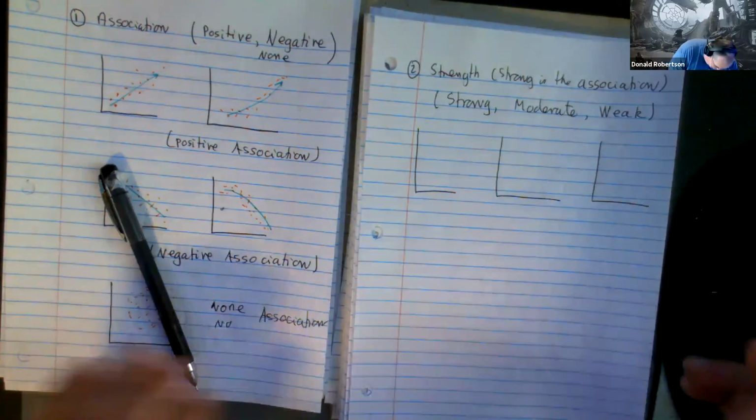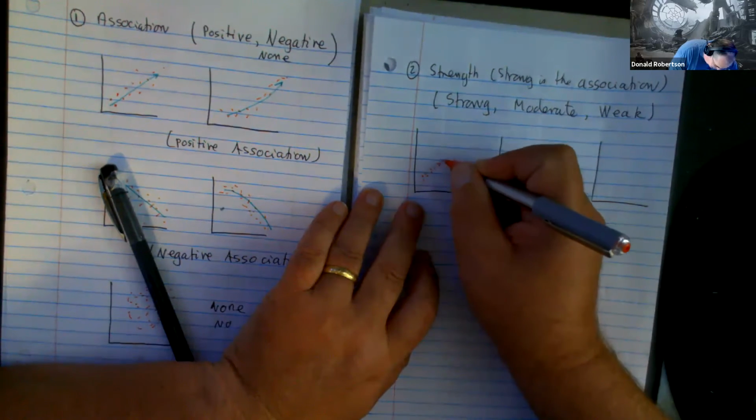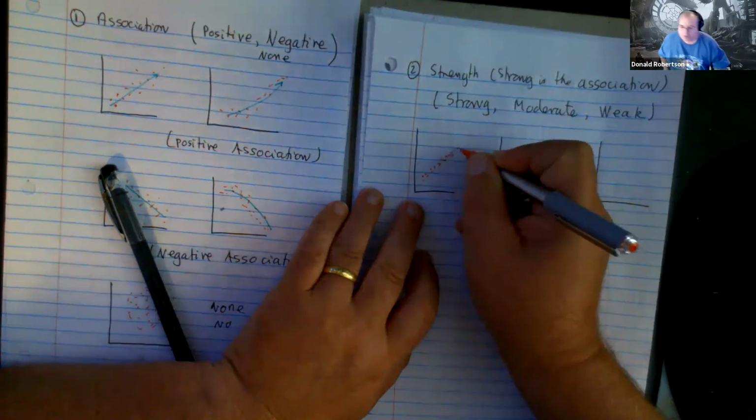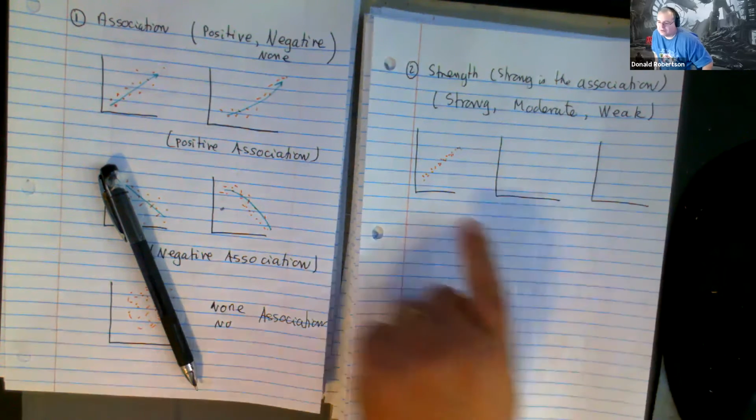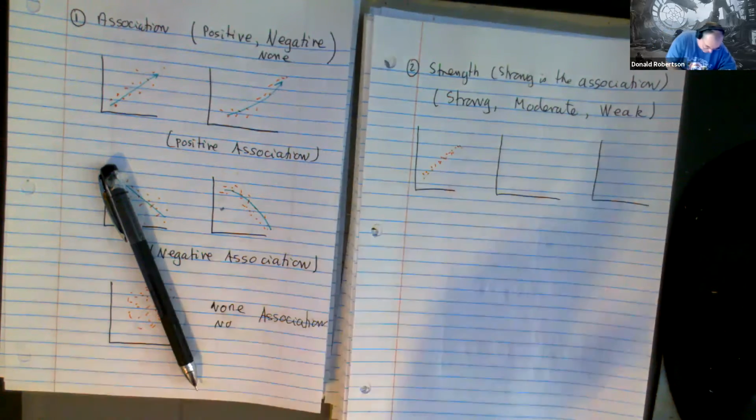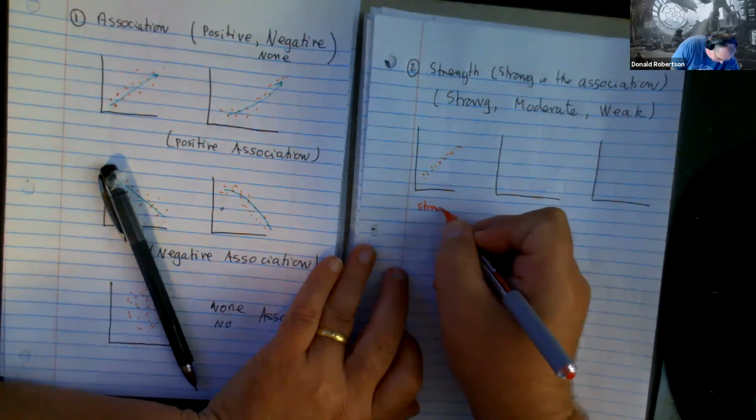Let's do a strong association. Would you agree that's positive? Would you also agree that the dots are very close to each other? There's not a lot of variation. Agree? Positive, yes, but it's also a strong association.